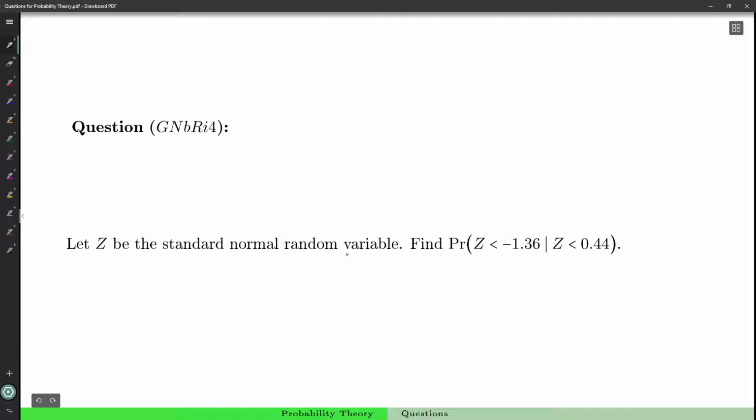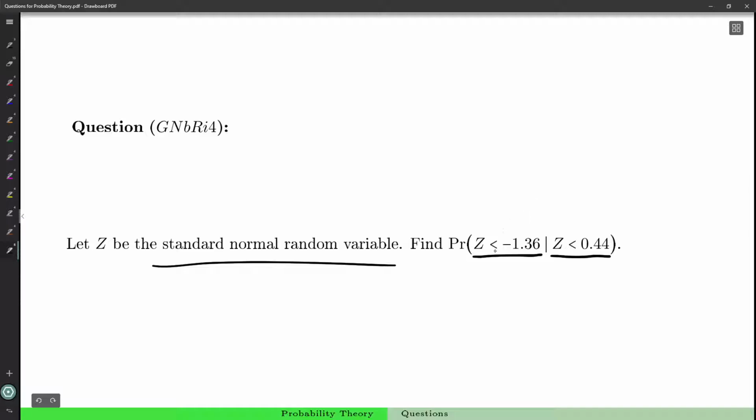Let z be the standard normal random variable. Find the conditional probability that z is less than negative 1.36, given that we know z is less than 0.44. So we're interested in the conditional probability. We'll write it down here. Z less than negative 1.36, given that z is less than 0.44.